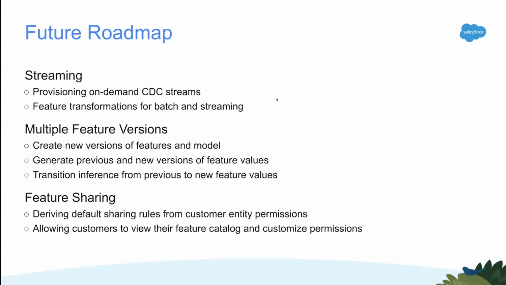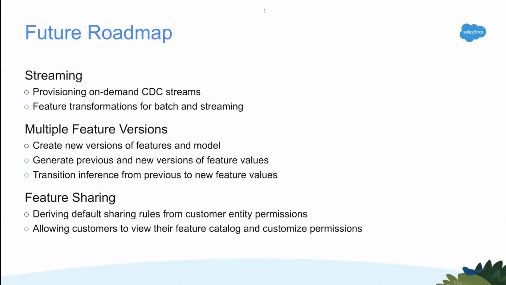There are many items on our roadmap for Feature Store. An important one is streaming. This includes provisioning near real-time tenant-specific streams and supporting feature transformations for batch and streaming. We'd also like to support feature versioning. This means versioning the transformations, generated features, and models. Prediction services could then seamlessly transition from old to new versions.